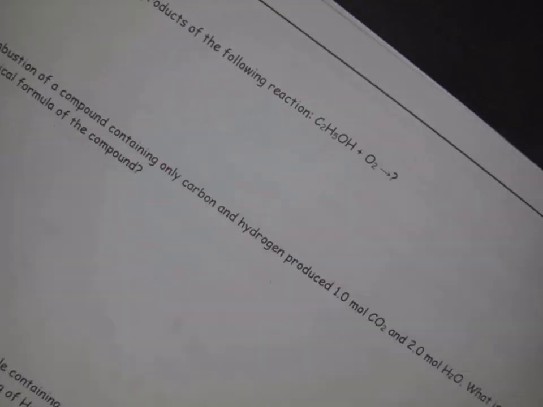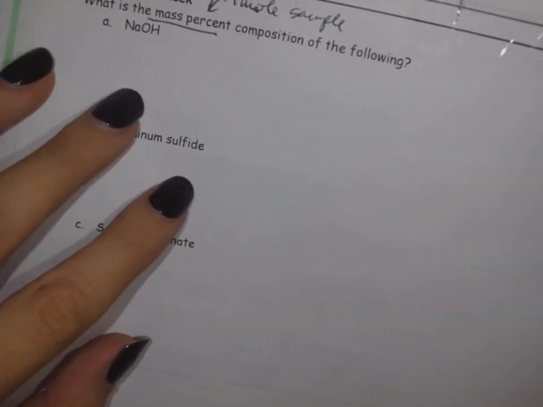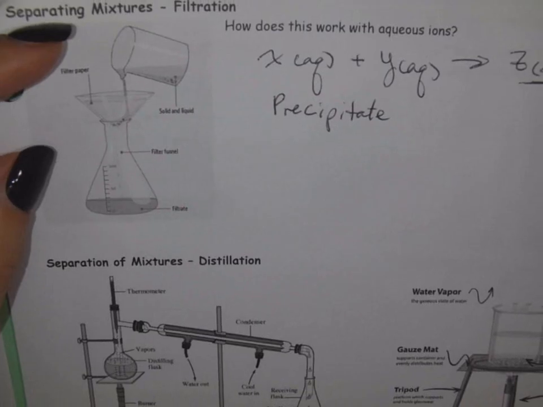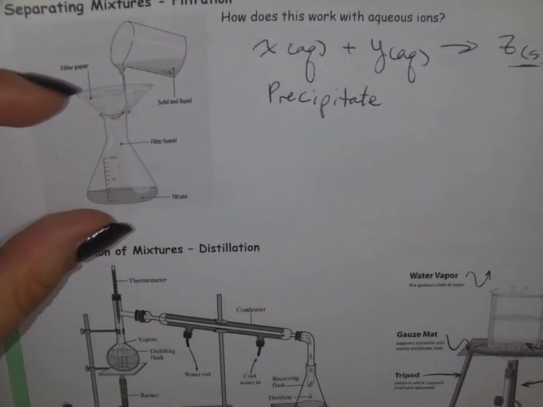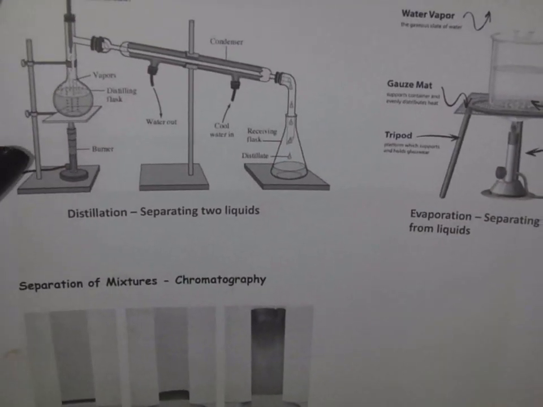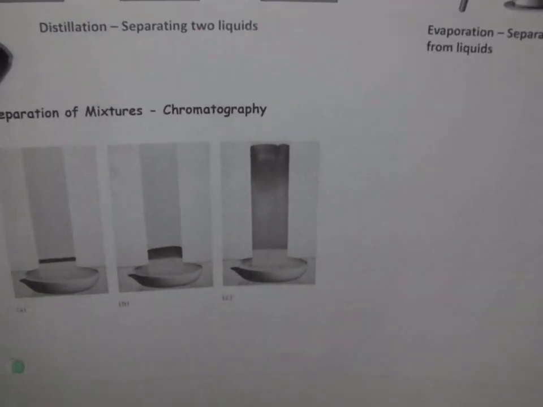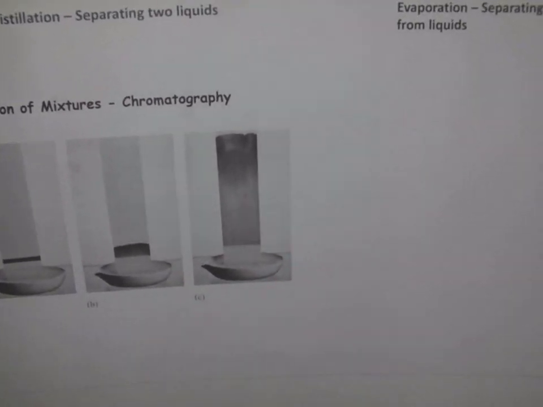Alrighty. Shorter video, nice. So when we get to class on Friday, we're going to do a couple of these mass percent examples, and then we're going to remind ourselves about when we should be using a filter to separate, when a distillation technique separates, and when chromatography would be the best way to separate things.